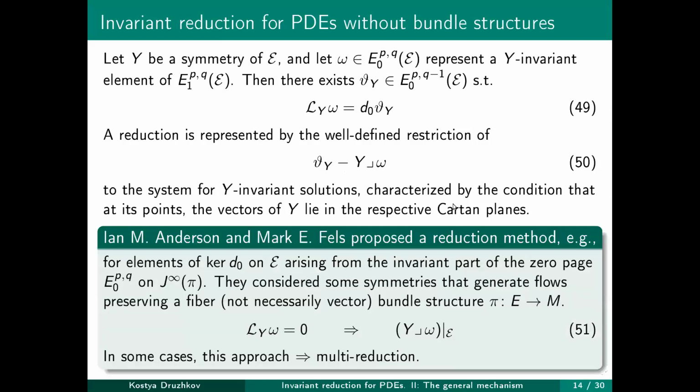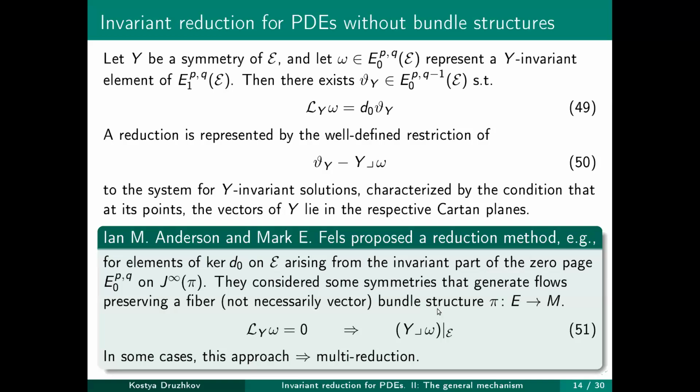Let me note that Ian Anderson and Mark Fels proposed a closely related reduction method, but still a different one. For example, for elements of the kernel of D0 on epsilon arising from, and it's important, arising from the invariant part of the zero page on jets. So they consider jets and the zero page on jets. Besides, they consider some symmetries that generate flows, preserving the fiber bundle structure. That is, their reduction mechanism cannot be applied to higher symmetries in principle. But their reduction mechanism has an important feature.